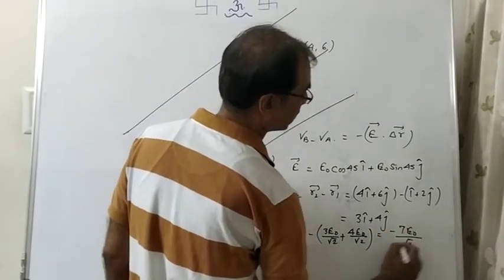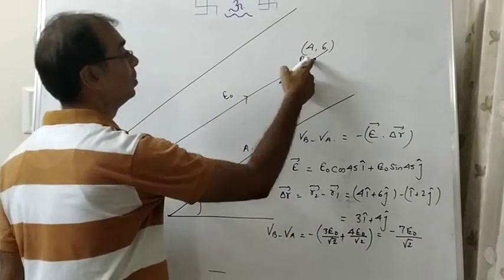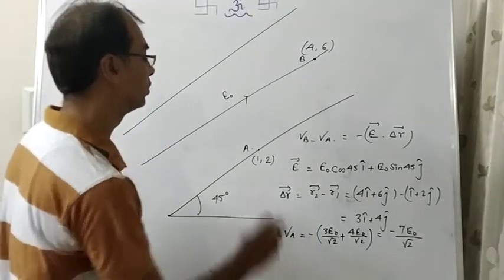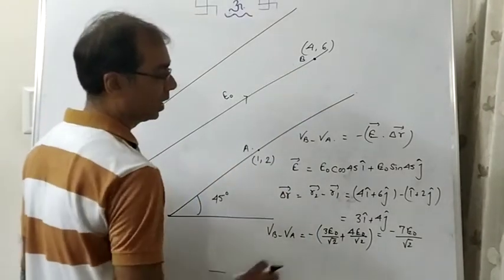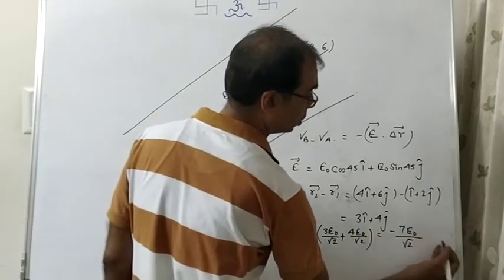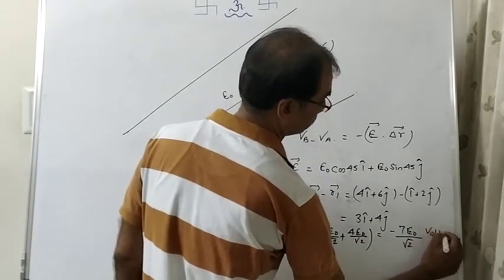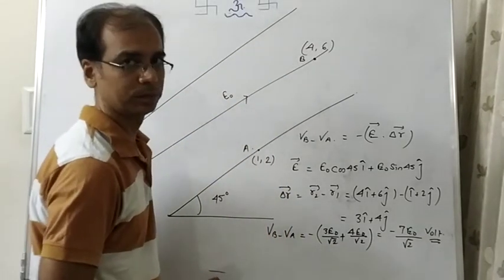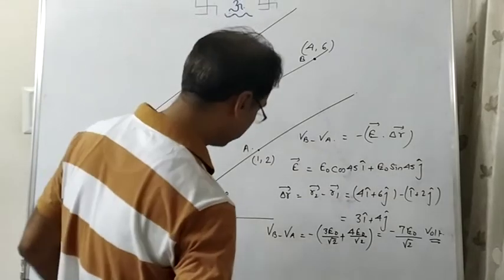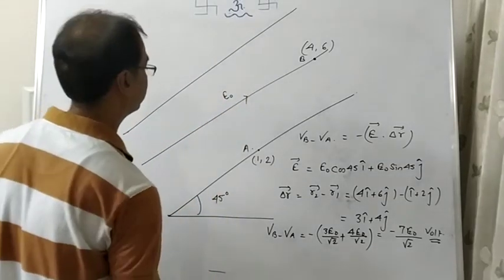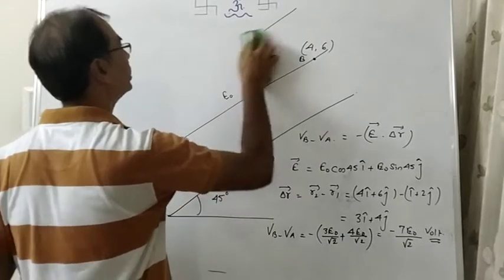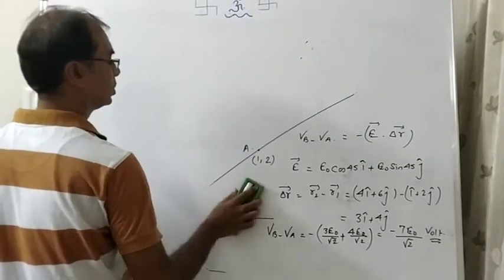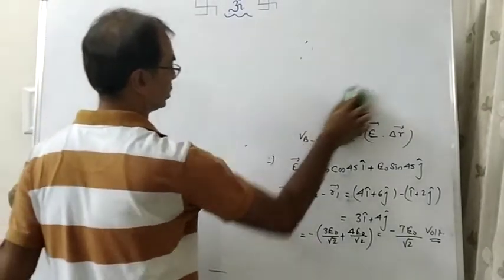What does this minus indicate over here? Minus indicates that VB is less than VA. So VA is greater than VB and its magnitude is 7 E naught by root 2. And what is the unit? Volt. The unit of potential difference will be volt. A few more questions are there, we can solve them, but that we will see after doing equipotential surfaces. So now let's discuss equipotential surfaces.